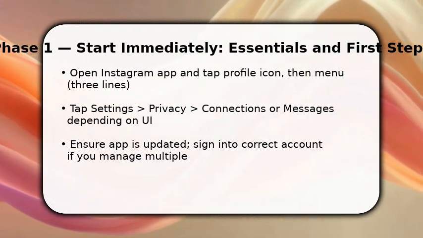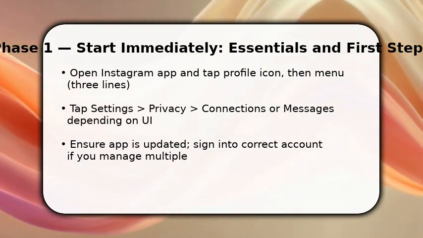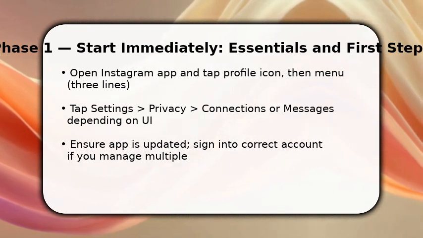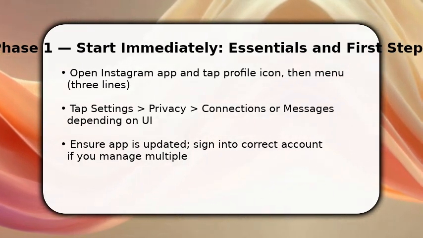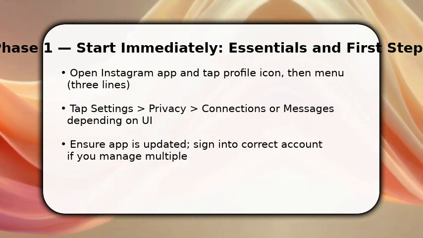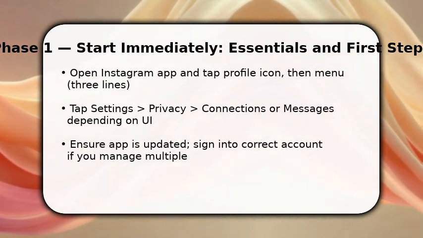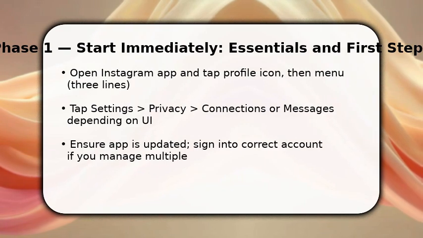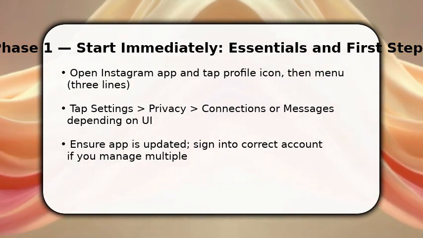Make sure you're on the account that was auto-accepting requests. If not, switch now. You need the latest app version for consistent labels, so check for updates. After confirming account and update status, proceed to the specific request handling controls inside Privacy.